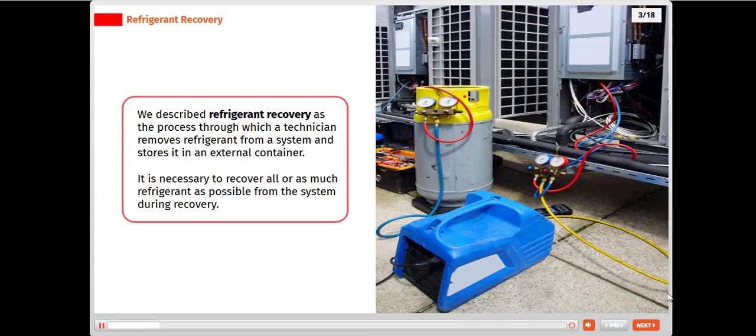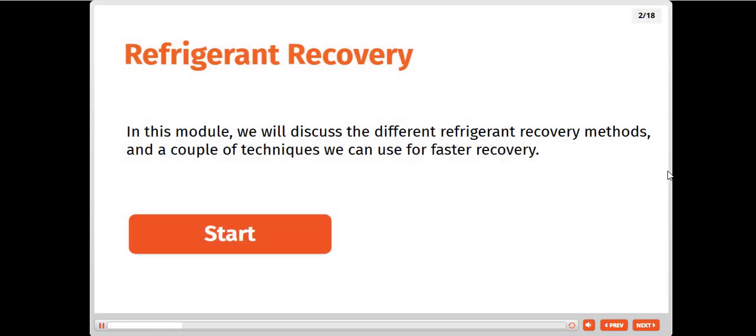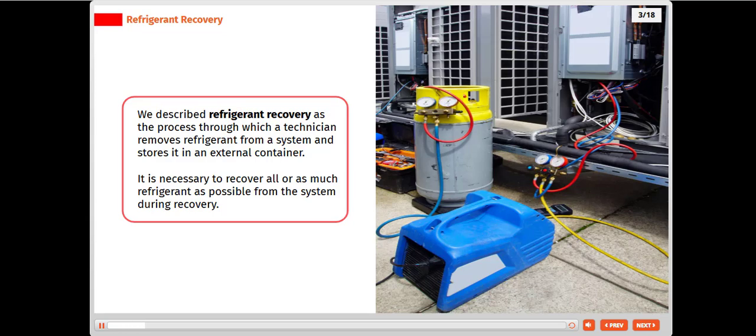In this module, we will discuss the different refrigerant recovery methods and a couple of techniques we can use for faster recovery. We described refrigerant recovery as the process through which a technician removes refrigerant from a system and stores it in an external container. It is necessary to recover all or as much refrigerant as possible from the system during recovery.